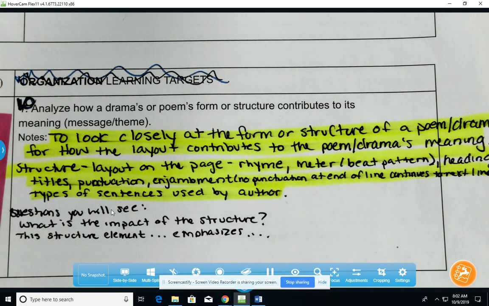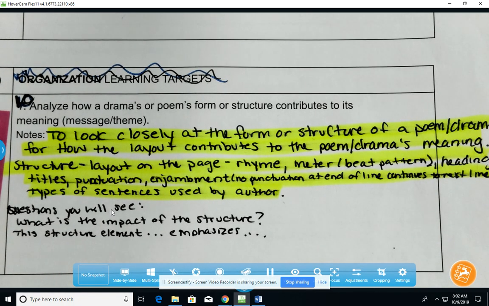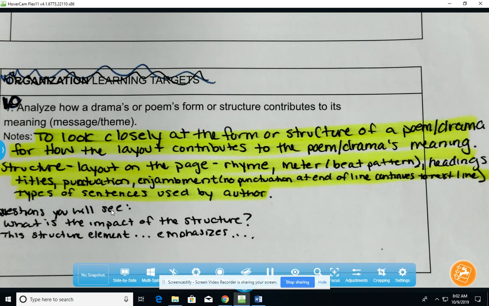I want you to look closely at the form or structure. What that means is to look closely at the form or structure of a poem in this case, for how the layout, how it looks literally on the page, and the features of its layout on the page, how those features contribute to the poem's meaning. To talk about what the structure means, what the layout on the page looks like.